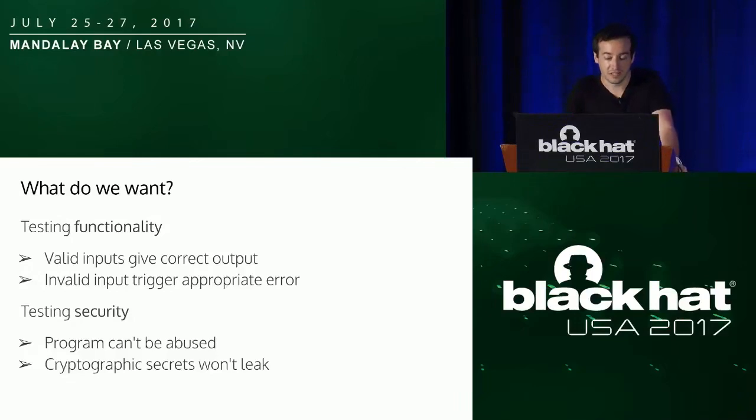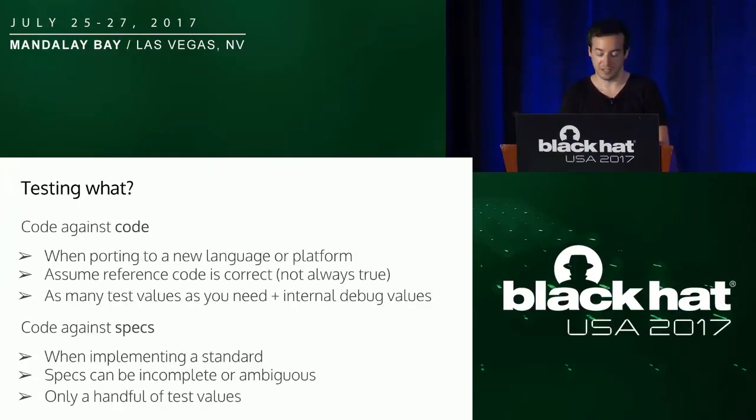You also want to test the security of the software, obviously. The program should not be abusable by attackers. You should not have any memory corruption or the usual stuff. And what is specific to crypto is that you want to avoid the leakage of secrets, or of private keys, of plaintext. It means not only leaks through, for example, memory dumps, but also leaks in terms of side channels, typically timing leaks.